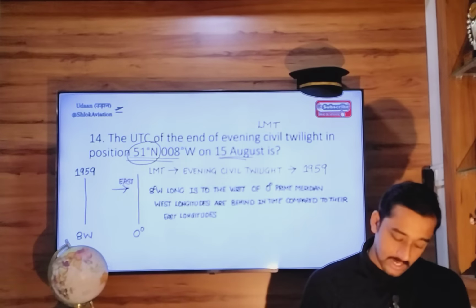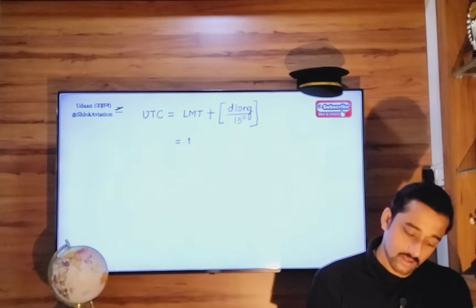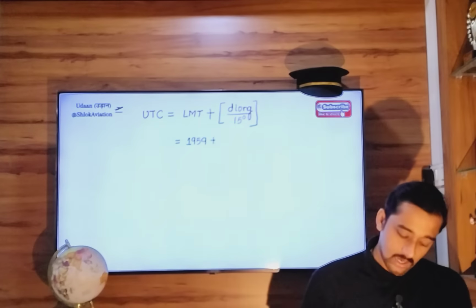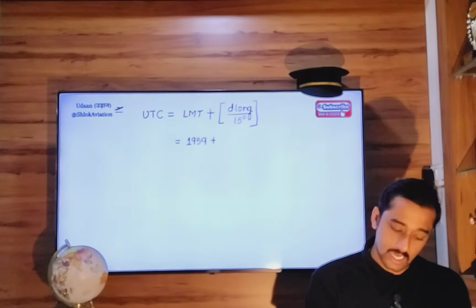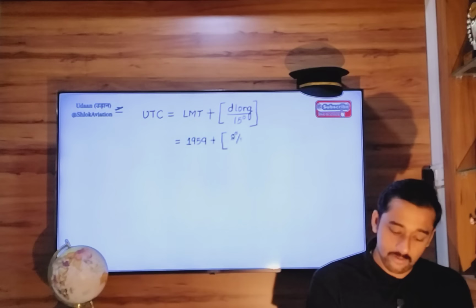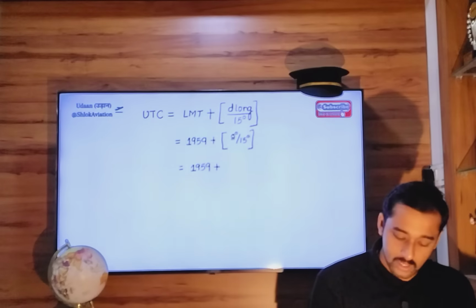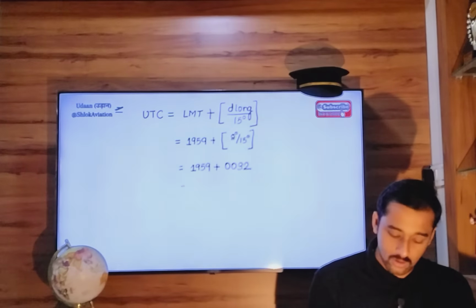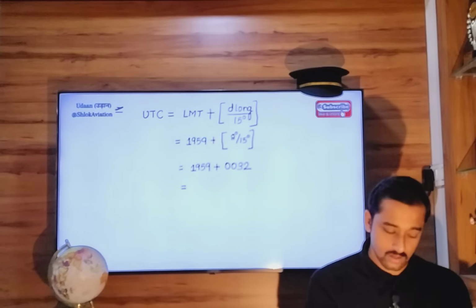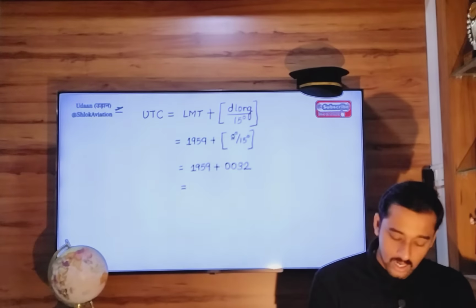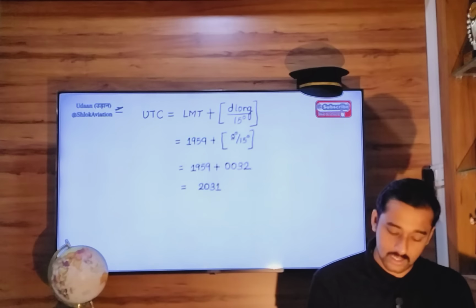What is the LMT time? 1959, plus D long. 8 degree west to 0 degree is 8 degrees, divided by 15 degrees. So 1959 plus 8 divided by 15 is equal to 32 minutes. That is 20 hours 31 minutes. So UTC time is 20 hours 31 minutes.